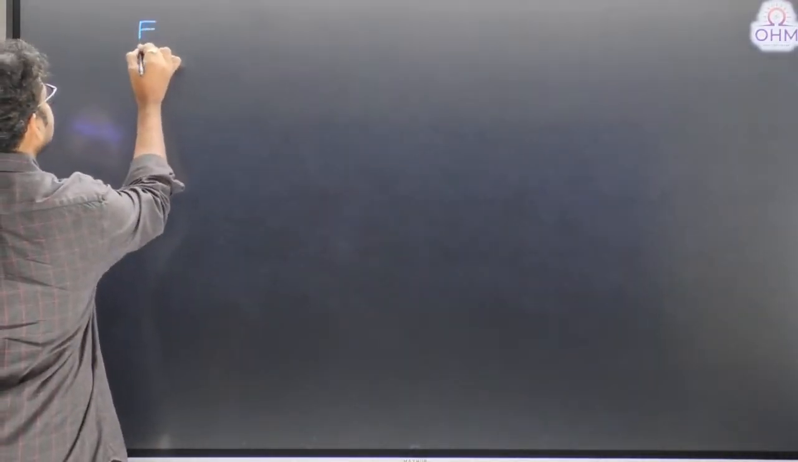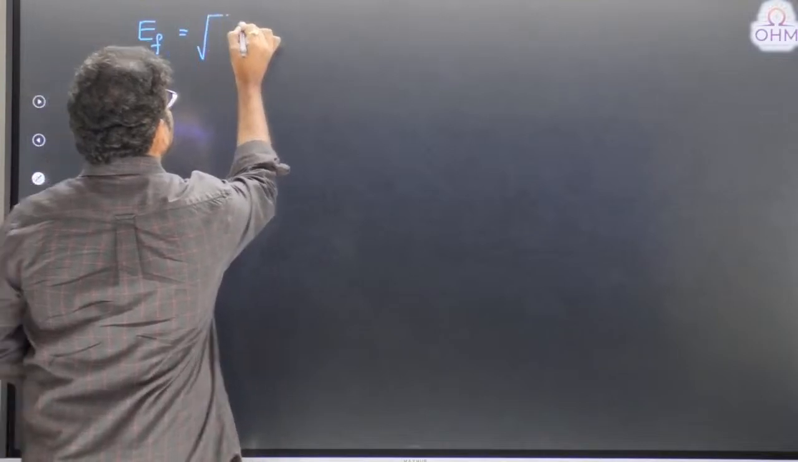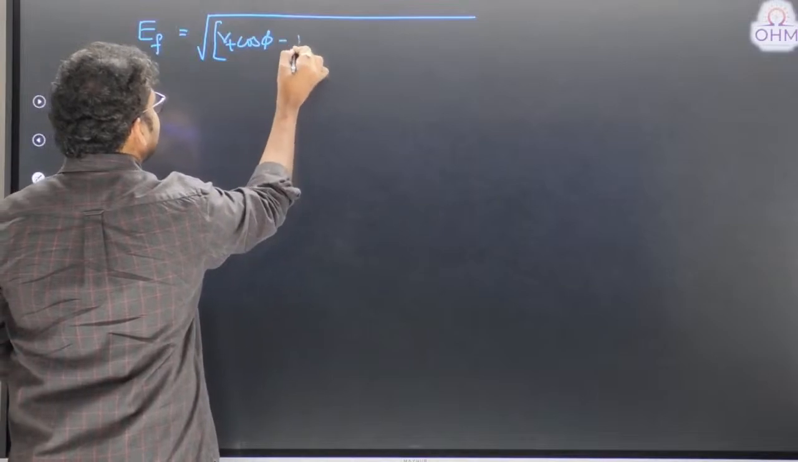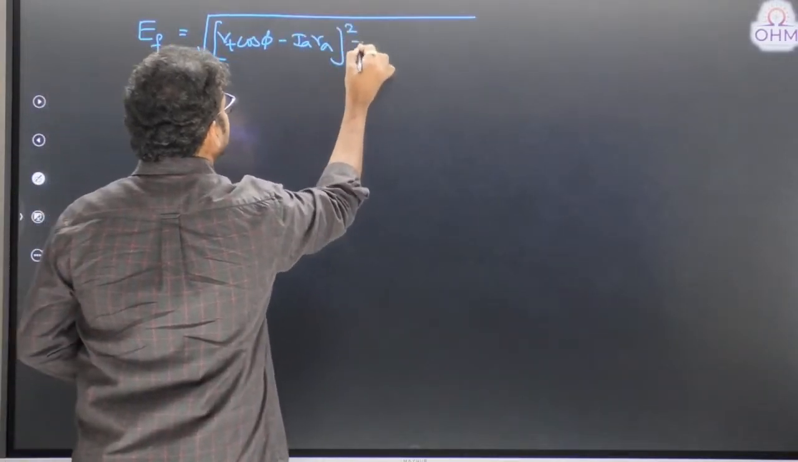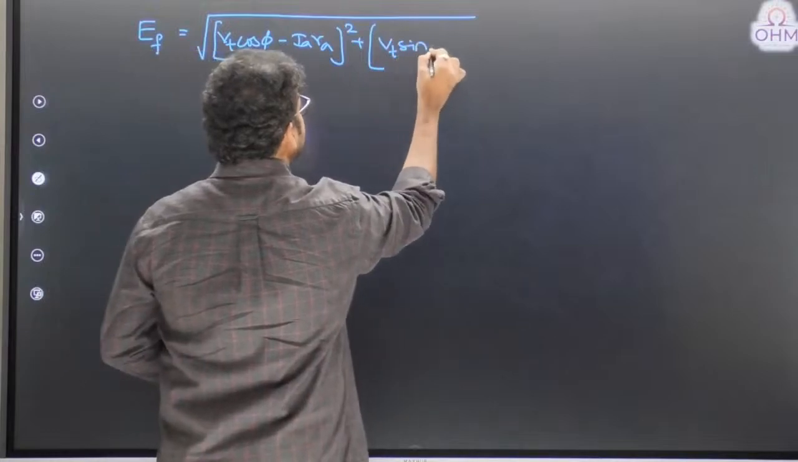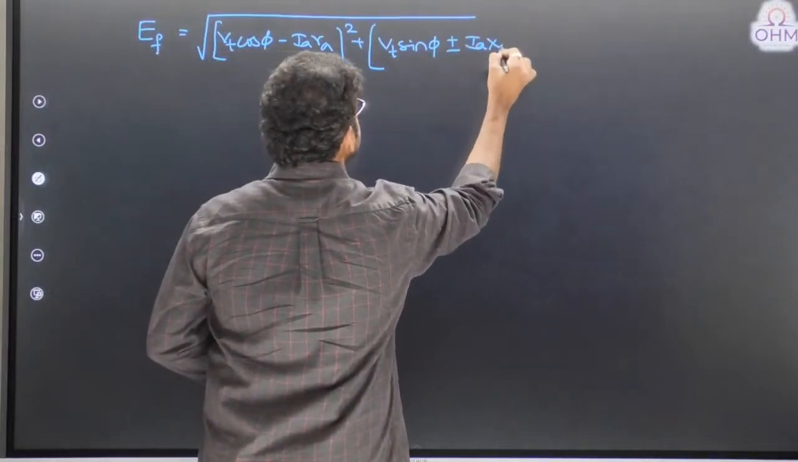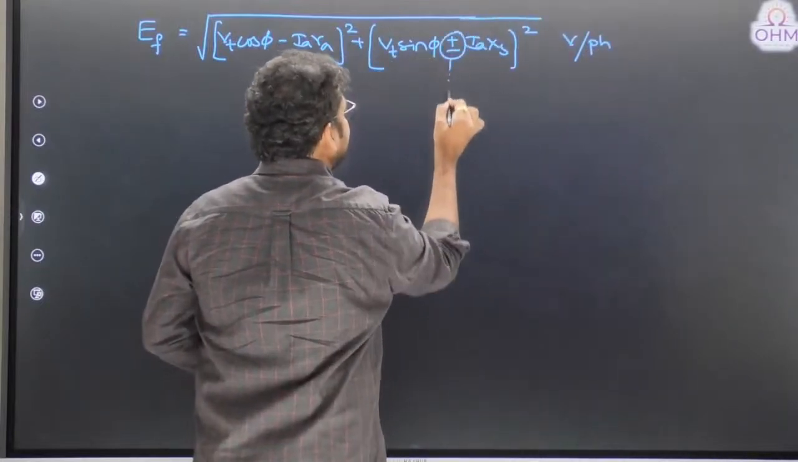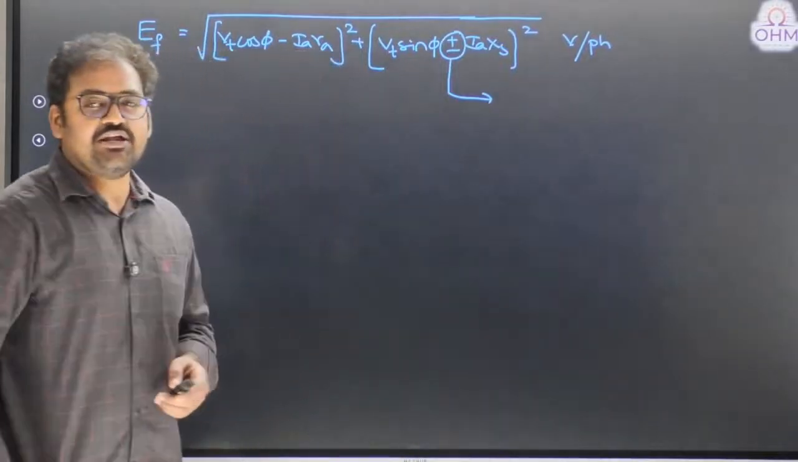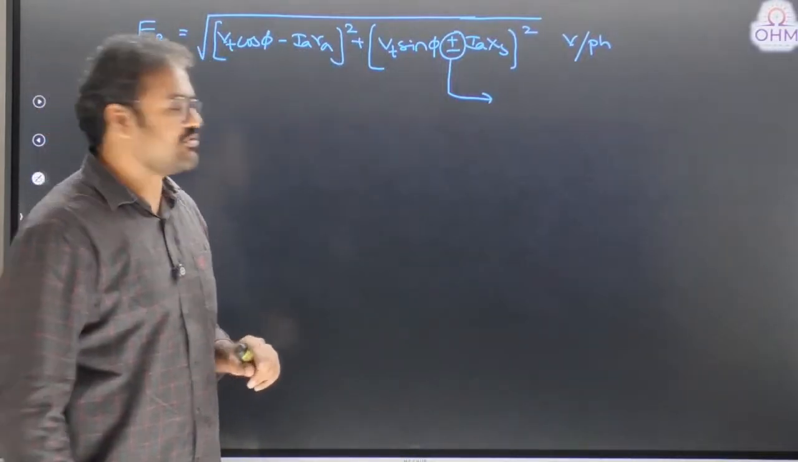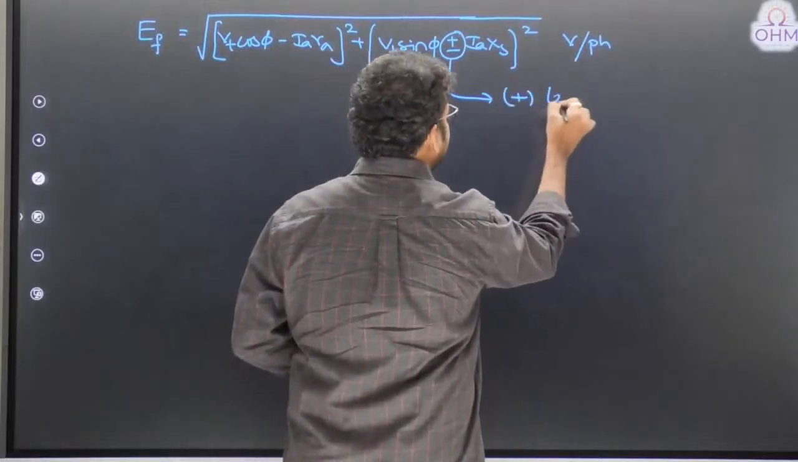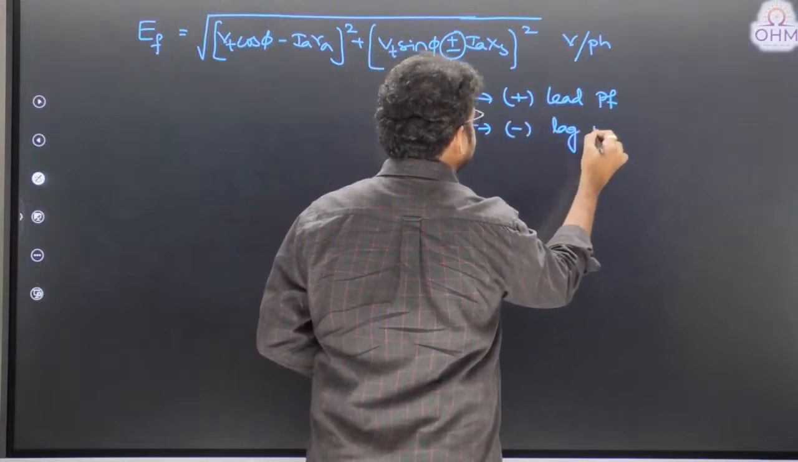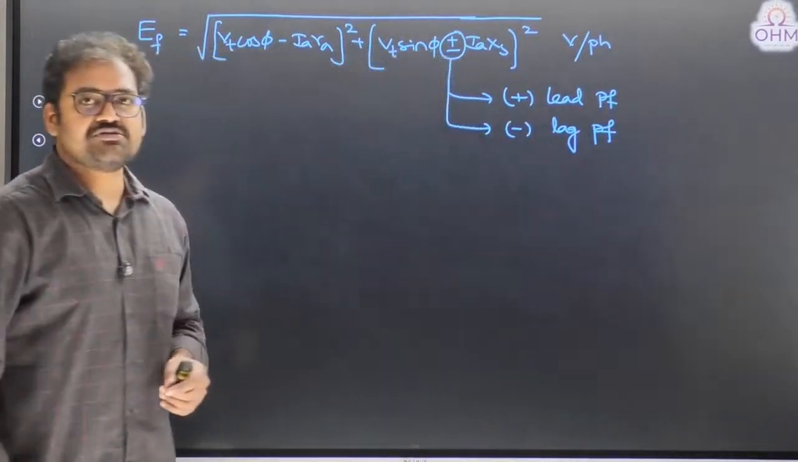The formula for EF in case of synchronous motor is the same formula: square root of (Vt cos phi plus IaRa, which becomes minus IaRa) squared plus (Vt sin phi plus or minus IaXs) squared. When we use plus sign here, in case of generator, plus is for lagging power factor, minus is for leading power factor. That is exactly opposite in motor now. Plus is for leading power factor, minus is for lagging power factor. Exactly opposite to generator.